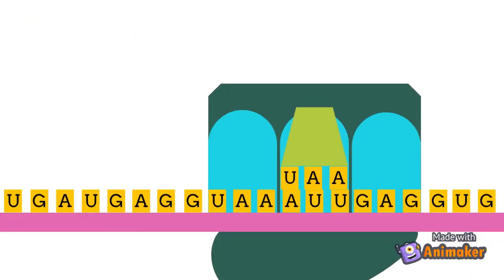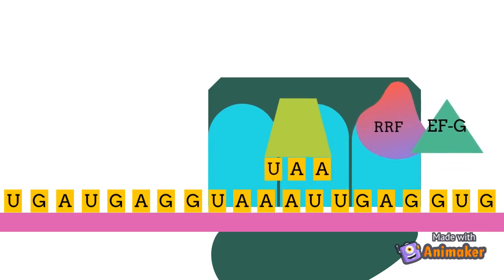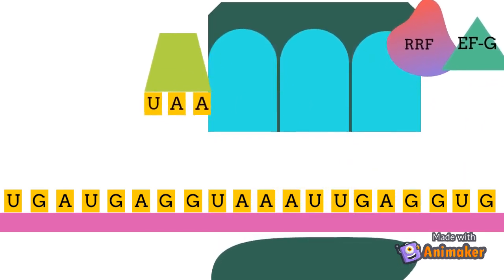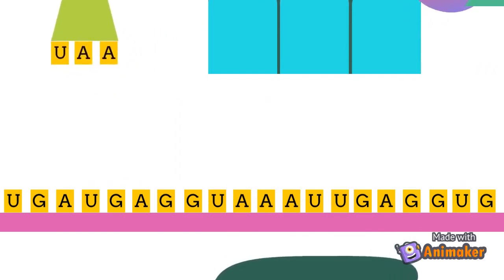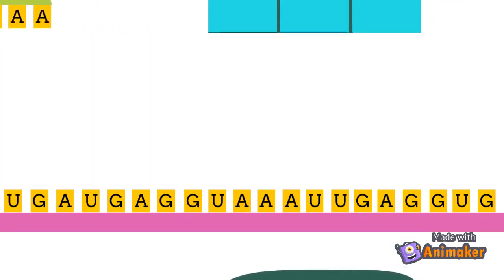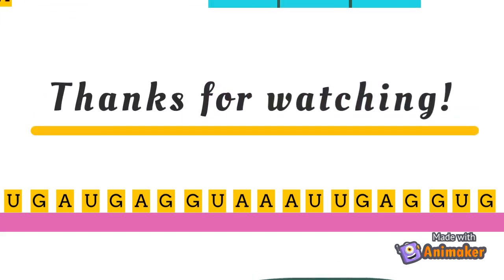The last step is the release of the ribosome from mRNA, which is catalyzed by the joint activity of EF-G, a translocation factor, and a ribosome recycling factor, RRF. Thus, the idea of recycling is that the ribosomal subunits are split up and available to bind to another mRNA to start the whole protein synthesis process over again.